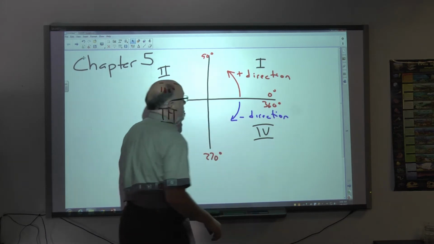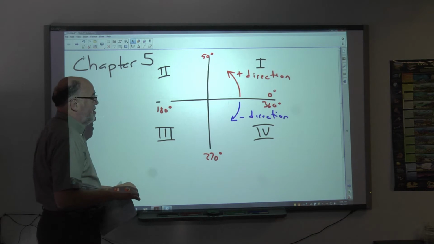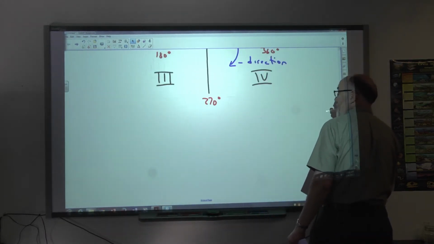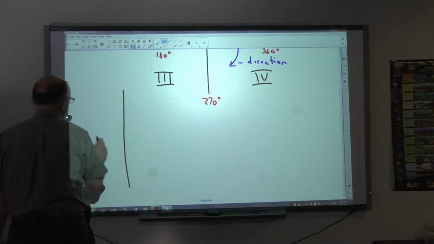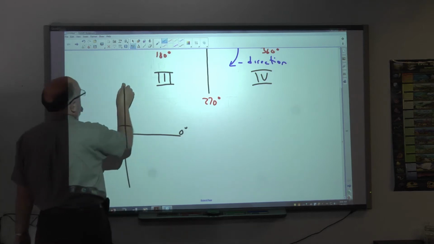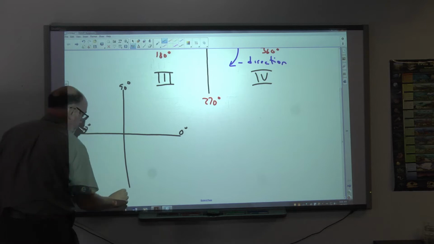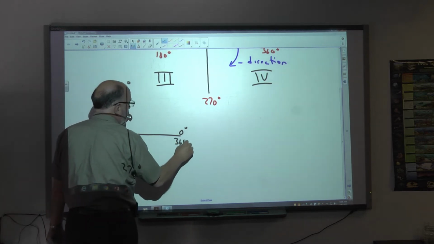So we can measure angles in terms of degrees. We can also measure angles in terms of radians. And so if we do this again, and we have our chart, so we said this is 0, 90, 180, 270, and then this was 360 degrees.